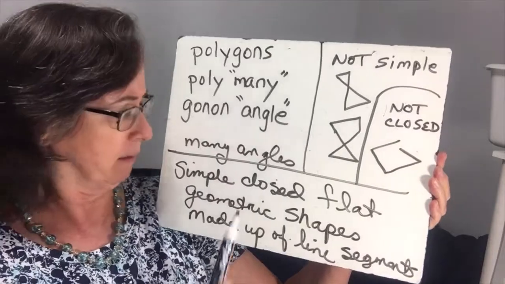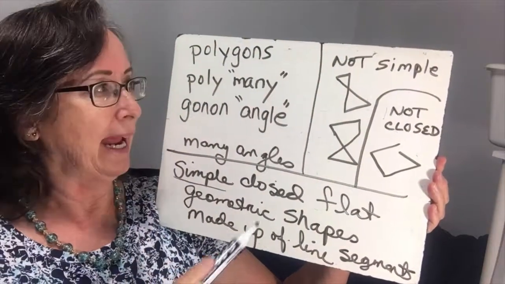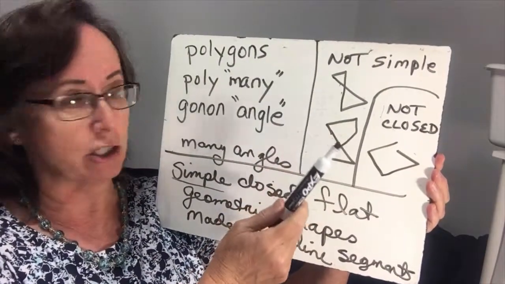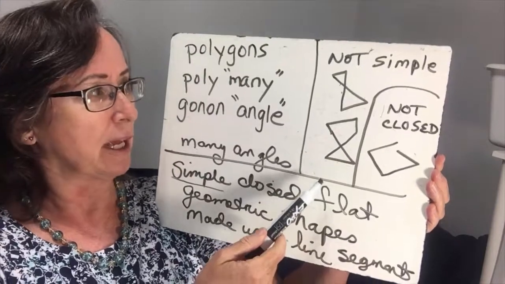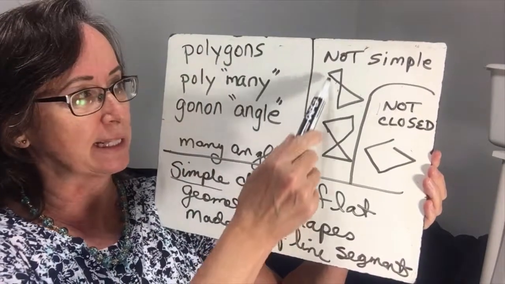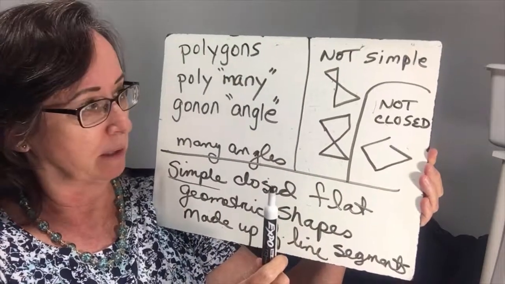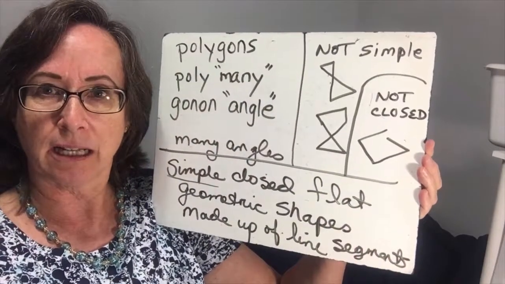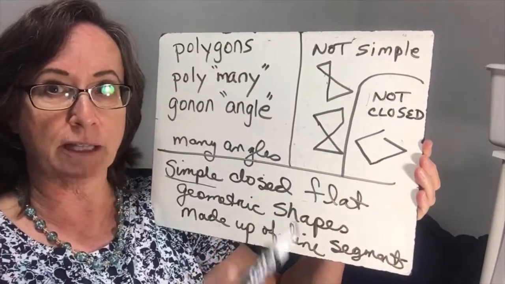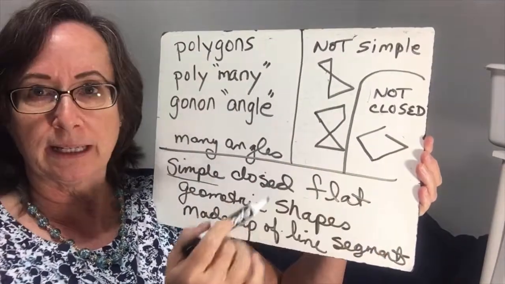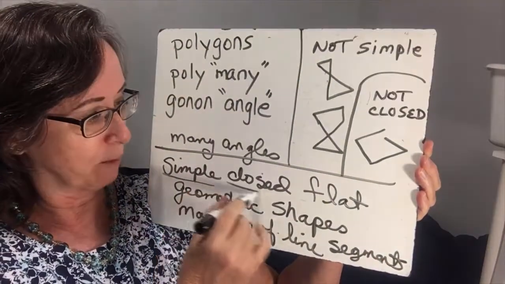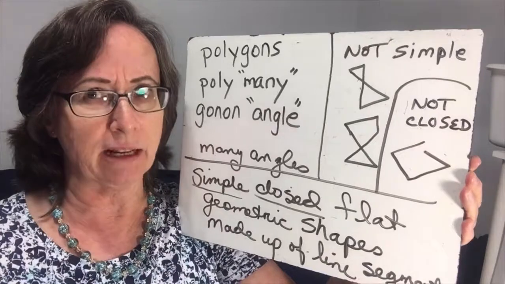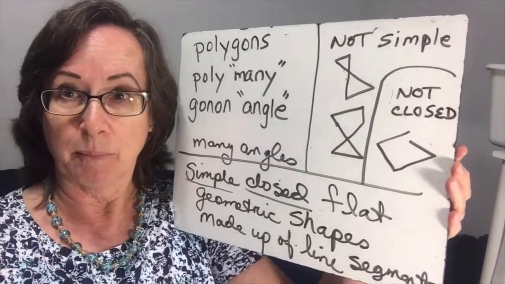So what does simple mean? Simple was the first word there, and simple means not this. Okay, these shapes, they are shapes, but they cross over themselves. So any shape that crosses over itself is not simple. So these two would not be simple. This shape is not closed. It has to connect to the original, and that one is not connecting. Therefore, that one would not be a closed shape. Now, a flat shape would mean that you could lay it on the table and it would be flat.